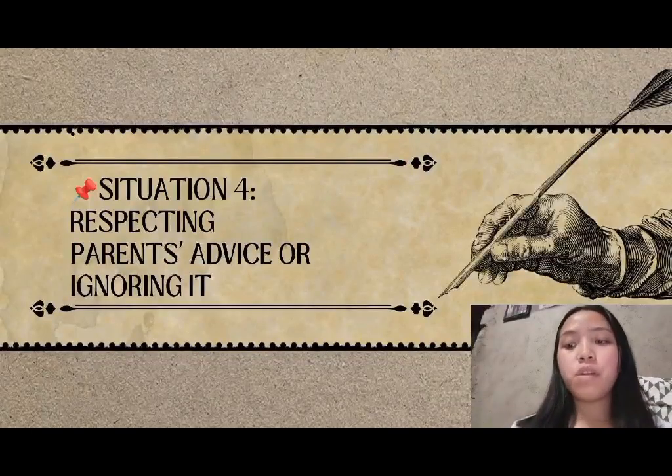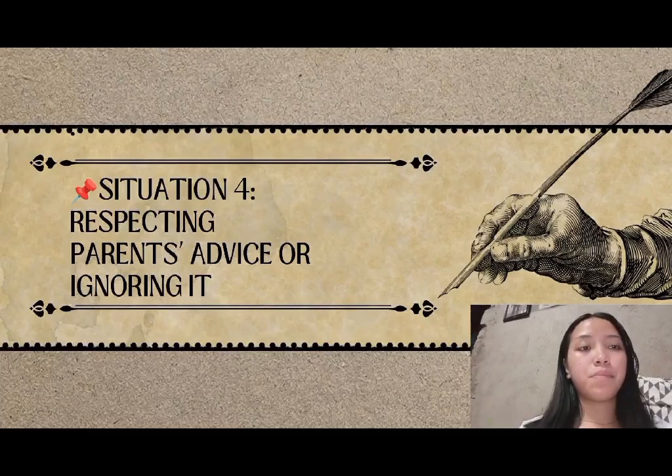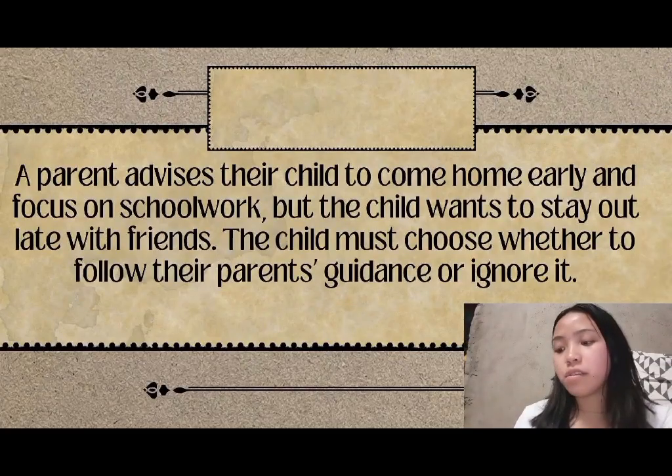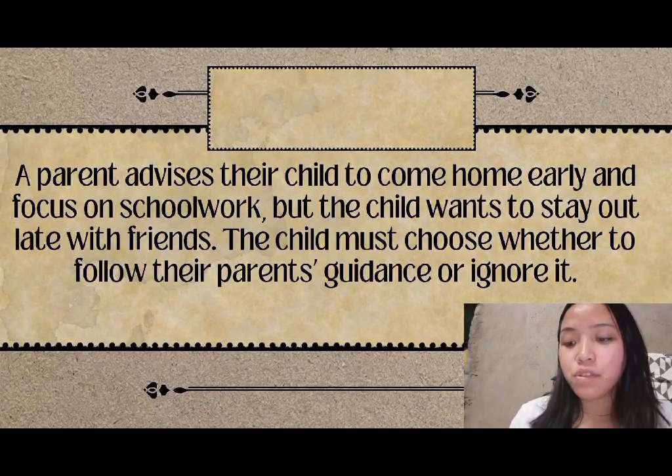The fourth situation is respecting the parents' advice or ignoring it. Our situation here is that parents advise their child to come home early and focus on schoolwork, but the child wants to stay out late with friends. The child must choose whether to follow their parents' guidance or ignore it.